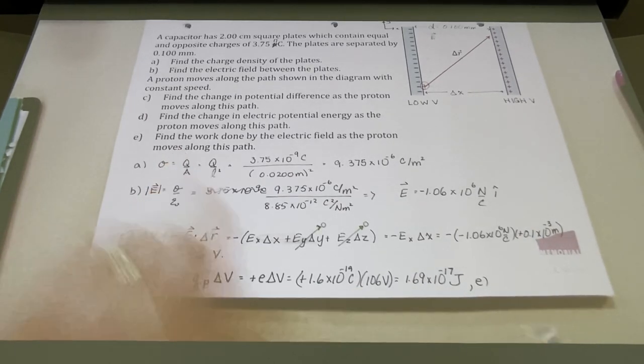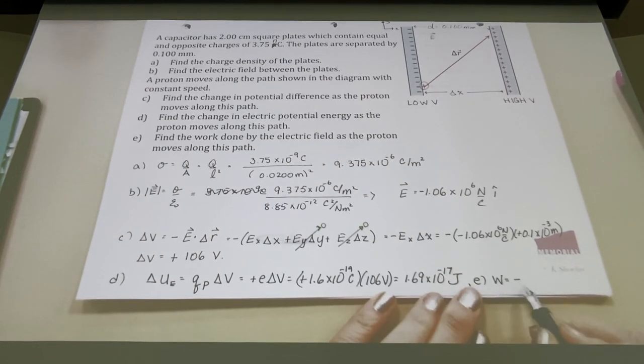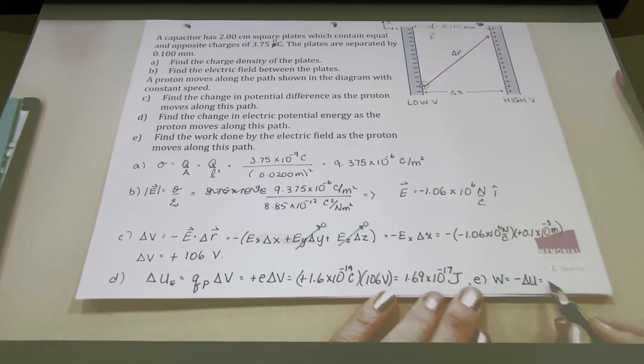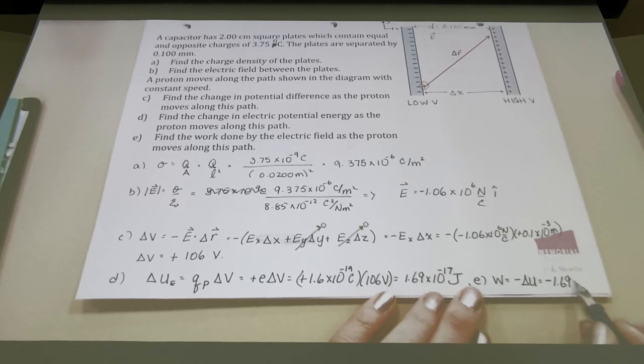Part E, find the work done. You know that the work done is the negative of the change of electric potential energy, so negative 1.69 times 10 to the minus 17 joules.